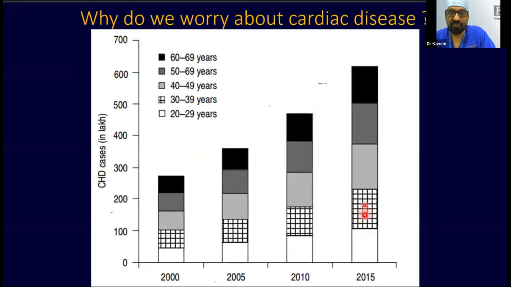What is more worrying is that in the age group between 20 to 30, the bottom white column, this population is also growing, which means that even if a patient is young, he might be suffering from coronary heart disease. This implies that chest pain in a younger individual should not be ignored, and should be investigated for possible associated ischemic heart disease or coronary heart disease.